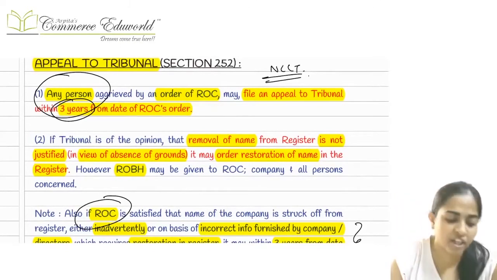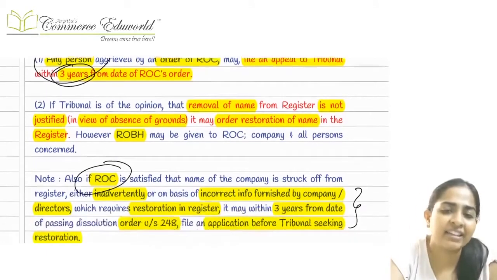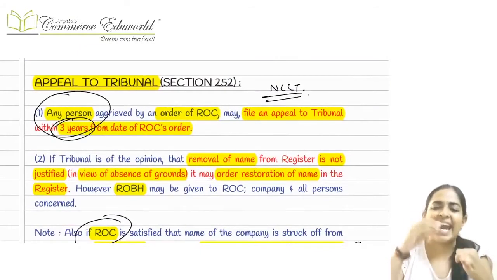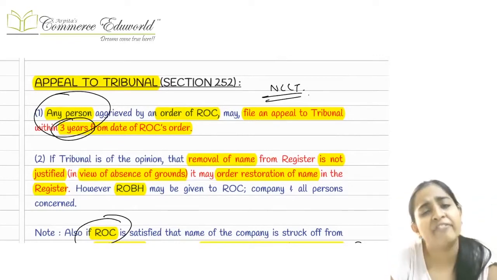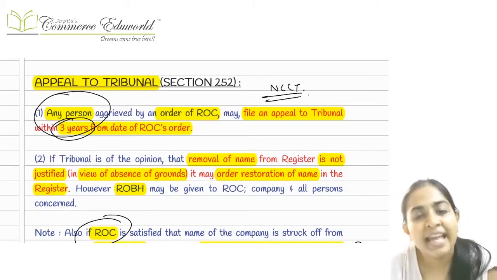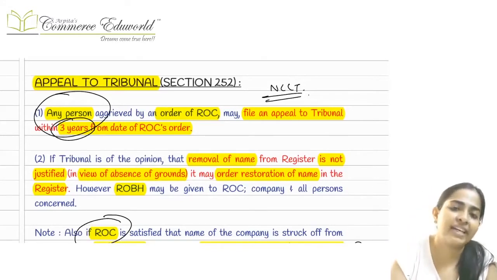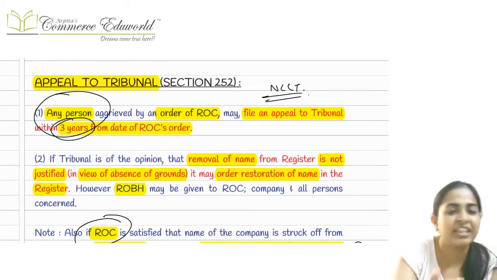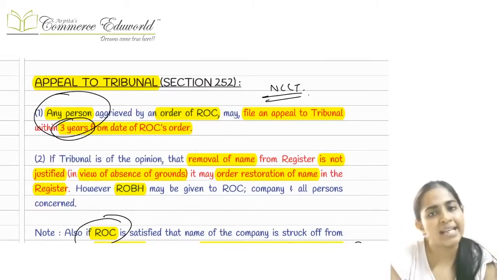And going on to the last section, that is appeal to the tribunal. Okay, there were three ways in this case in appeal to the tribunal. First case is when any particular person is aggrieved because of this ROC's order of striking of the name. If any person is aggrieved and that person says that, sir, there were no grounds for removal of name, there was no ground of section 248 which was present, then ROC removed our name, then in that case you can go and file an appeal before the tribunal within a period of 3 years. Okay, you can go and file an appeal within a period of 3 years before the tribunal, and if the tribunal is satisfied, it will order for restoring the name. Okay, that was one thing.